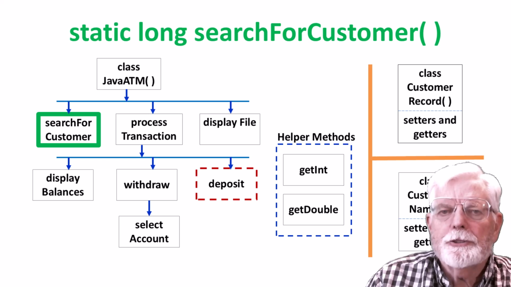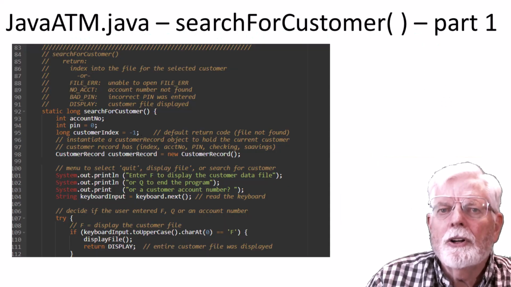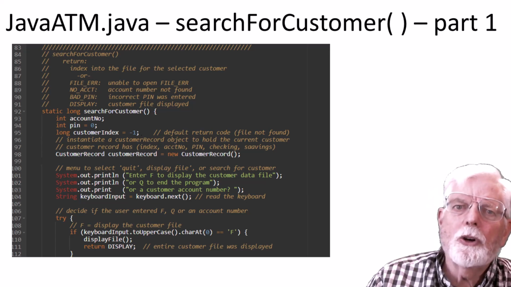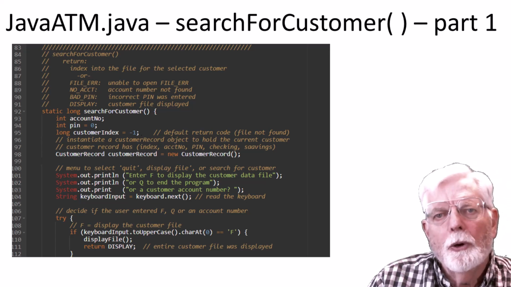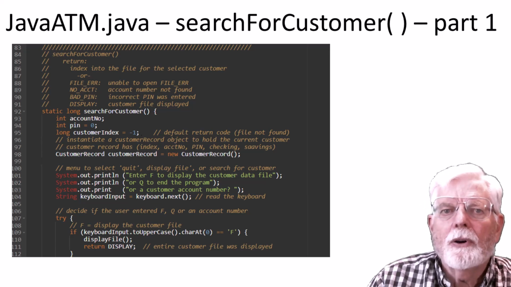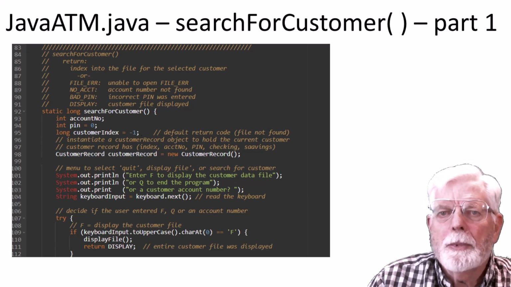The searchForCustomer() method returns a long integer data type that can give the location of the file pointer back to the main program if the customer record is found. Since an int or long is big enough to hold a character, the return code can also be used to hold a Q or an F or other character codes when a customer record is not found.